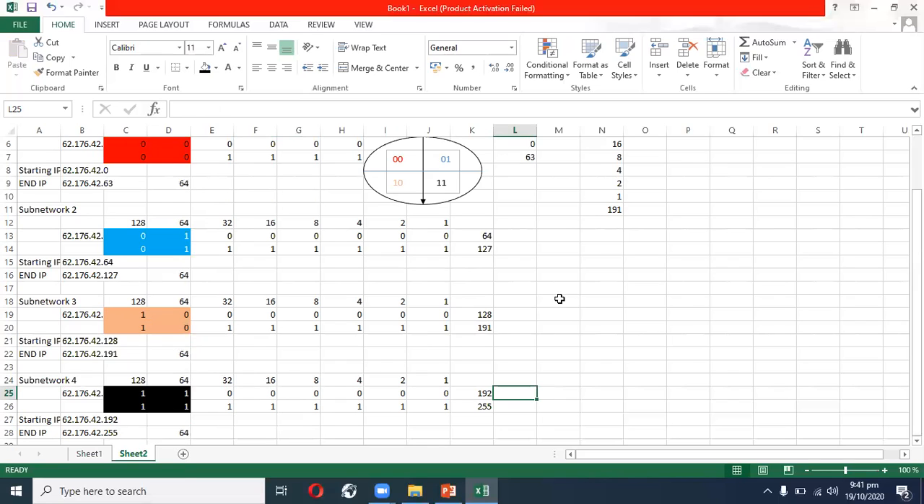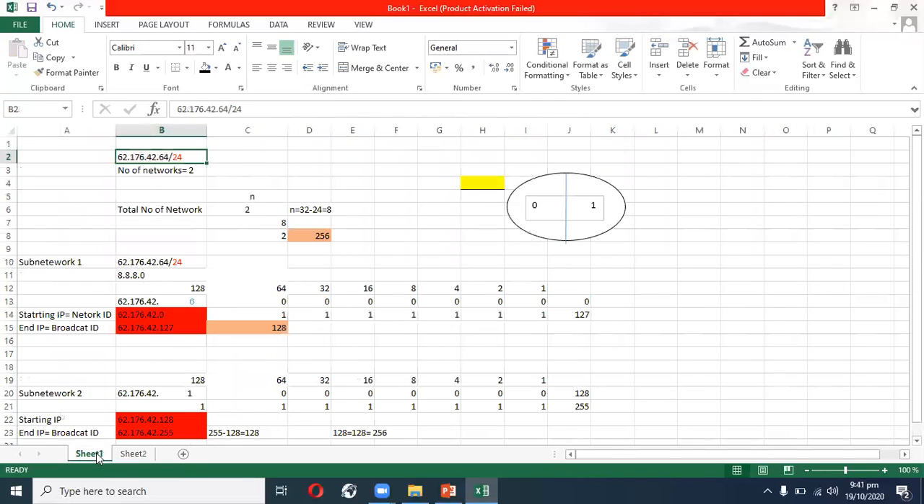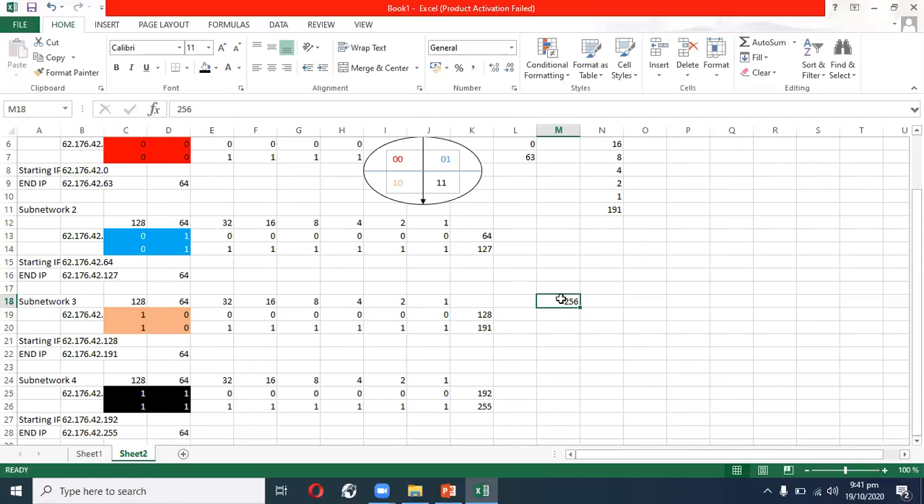So 64 multiplied by 4 is 256. 256 is the network that we started with. We divided this network into two subnetworks, and then we divided into 4, but our total network is the same. So this is the way you can check if you have done the right calculation.